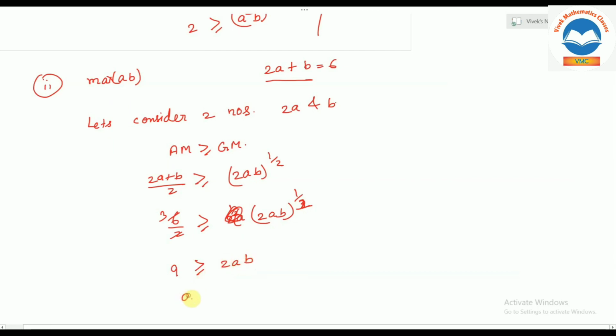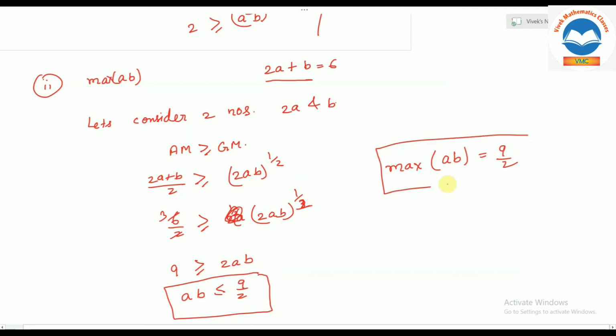It means this ab will be less than or equal to 9 by 2. ab will be less than or equal to 9 by 2. And they are asking the maximum value of ab. What will be the maximum value of ab? The maximum value of ab will be 9 by 2, because ab can be either less than 9 by 2 or equal to 9 by 2. It means the maximum will be 9 by 2 only.